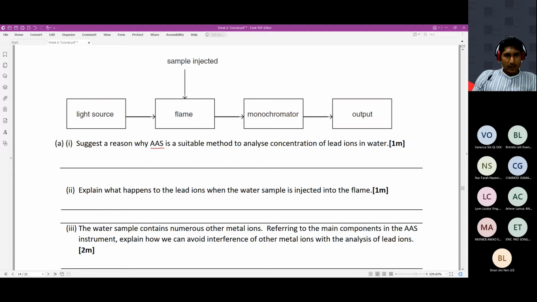Erlin, Munib. Hello, Munib. Why AAS is suitable? Chamad, is your network okay, or your microphone okay now? Vanessa, no one is replying. I have to rely on you then. Vanessa. Yeah, so what is your answer? Why is it so? Why AAS is a suitable method to analyze the concentration of lead ion in water?